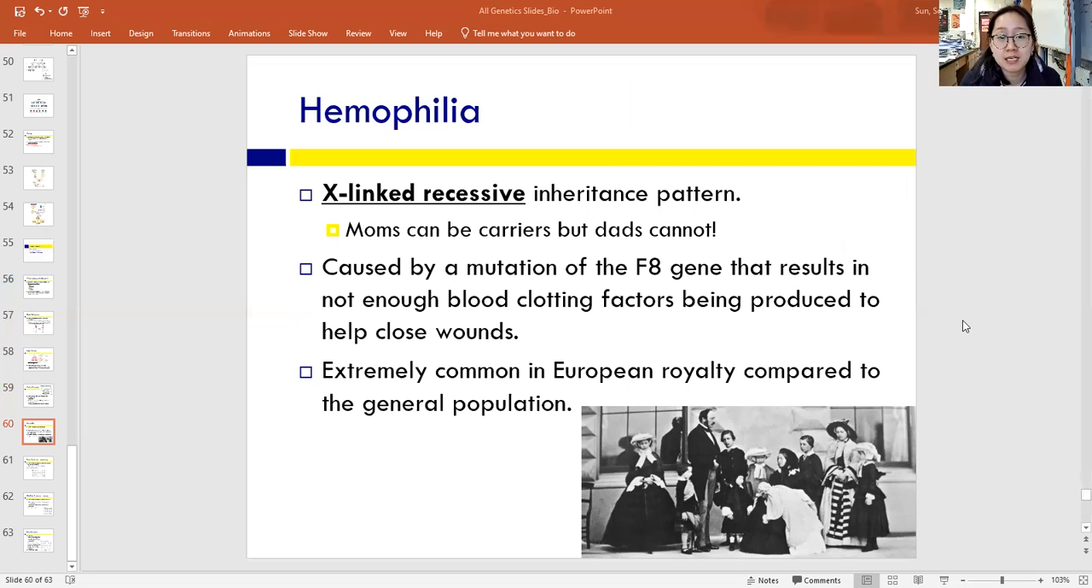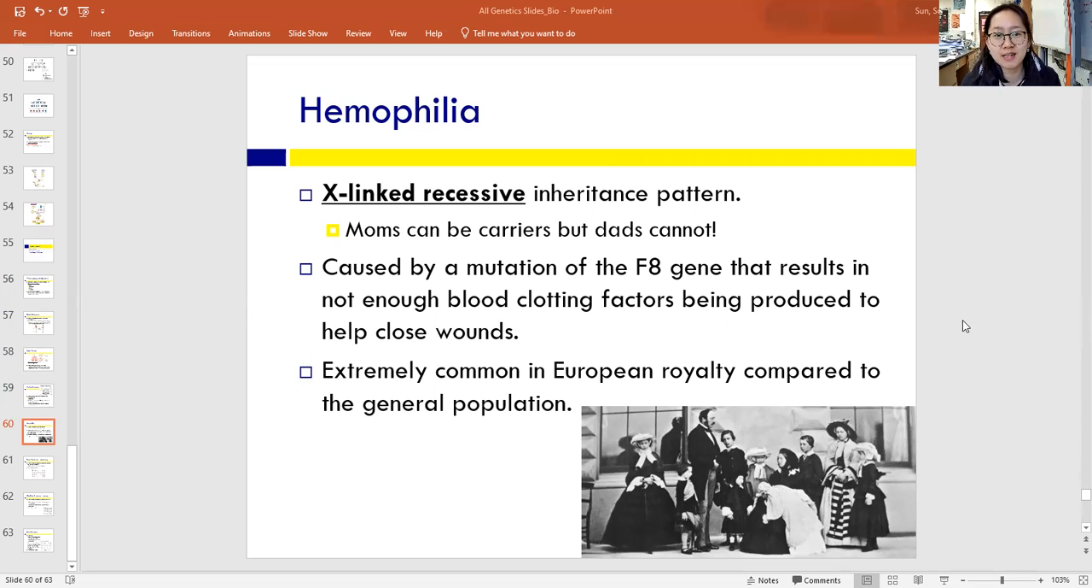The inheritance pattern basically means that moms can be carriers, but dads cannot, and that sons are often more likely to inherit this condition and show the condition because obviously they don't have the second X to cover up if they got an X with the mutation. It's caused by a mutation of the F8 gene that results in not enough blood clotting factors being produced to help close wounds in the body.